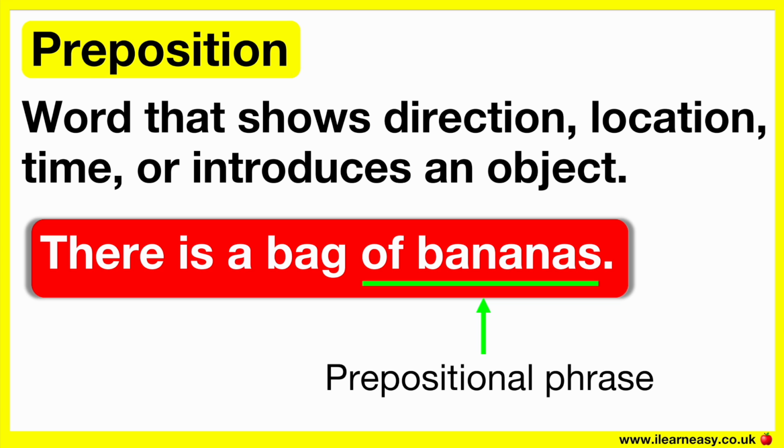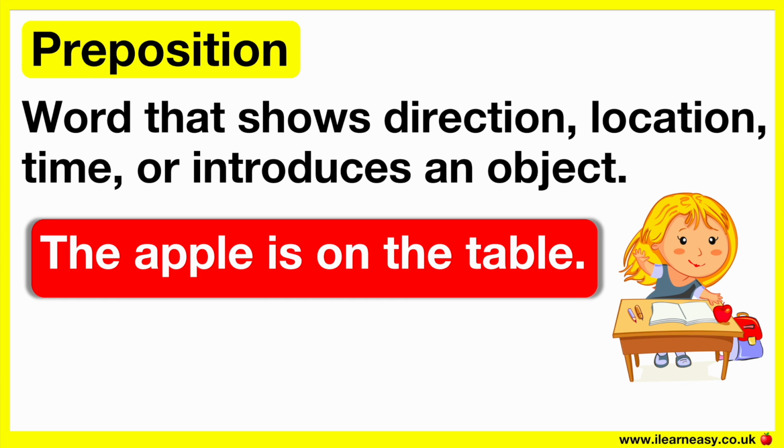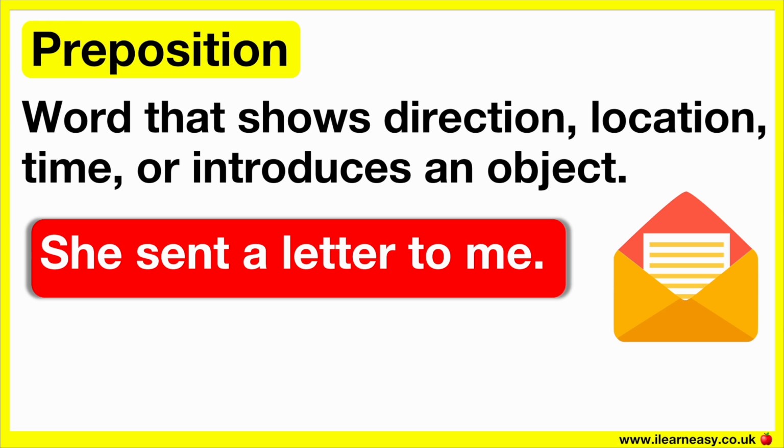Now let's look at examples of prepositions in sentences. Tom will be here in an hour. The preposition in this sentence is in. It shows the time. The apple is on the table. The preposition in this sentence is on. It shows the location. She sent a letter to me. The preposition in this sentence is to because it shows direction.